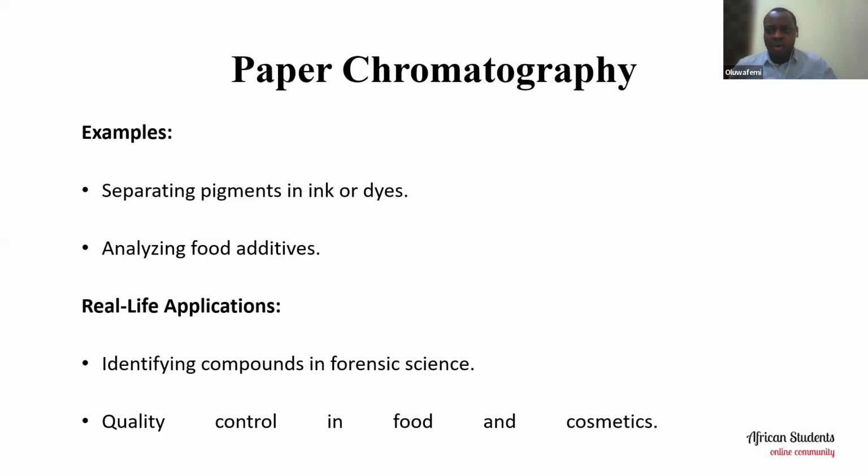When a crime occurs, the forensic analyst can actually identify compounds at the crime scene using paper chromatography. It is also used a lot in quality control in food and cosmetics. These are real life applications of paper chromatography.